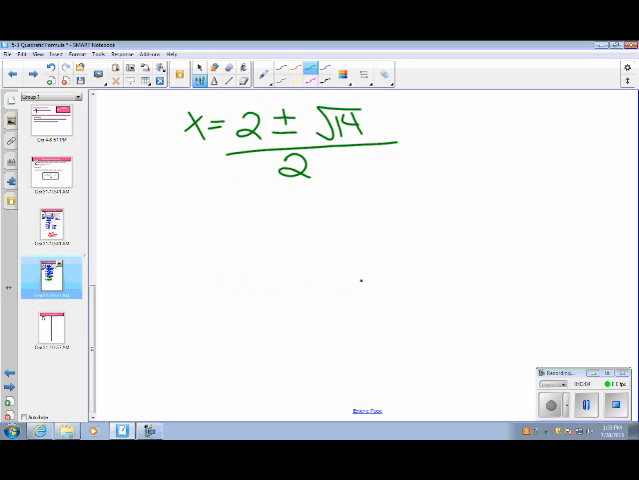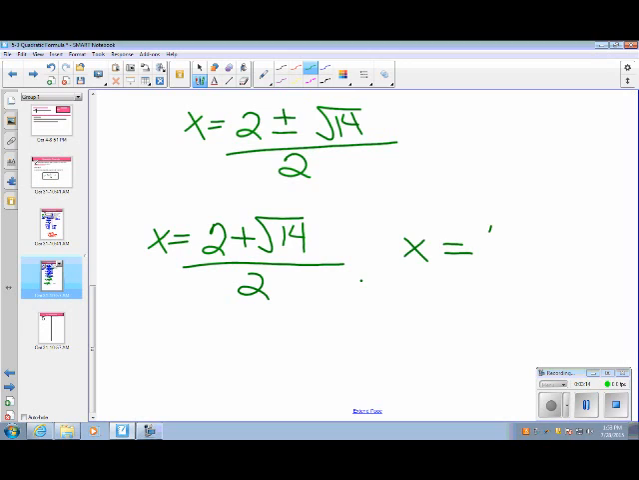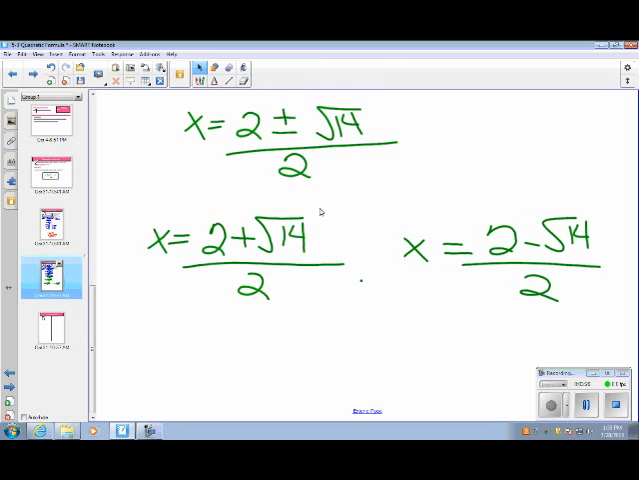Now there's actually two roots here. One of the roots would be x equals 2 plus the value of the square root of 14 over 2. And the second root would be x equals 2 minus the square root of 14 all over 2. These are considered irrational roots because we have a radical with a non-perfect square value. So here are your two roots.